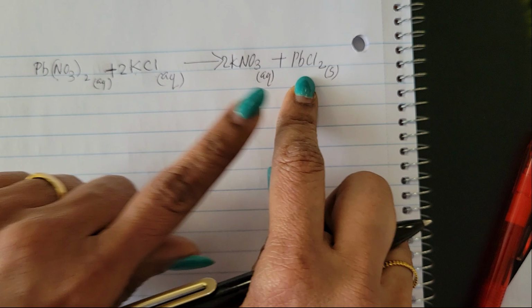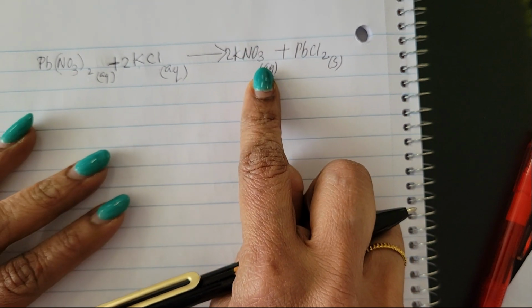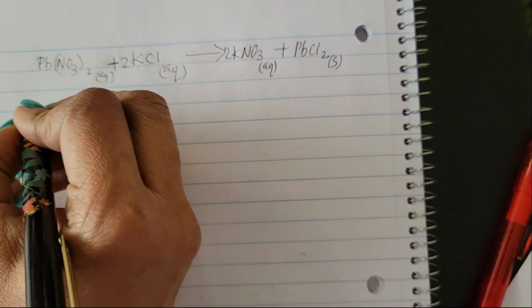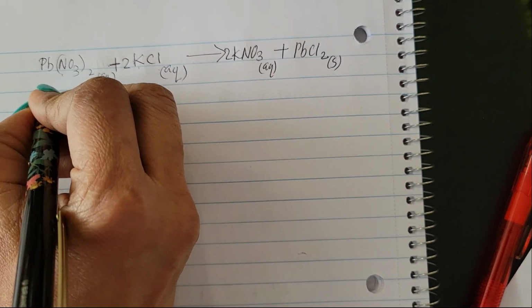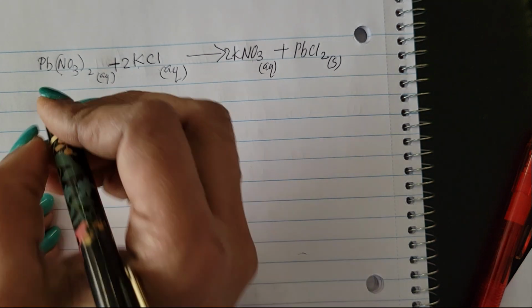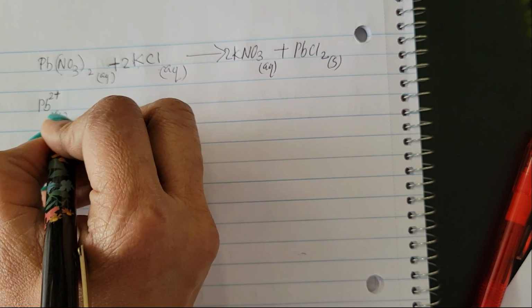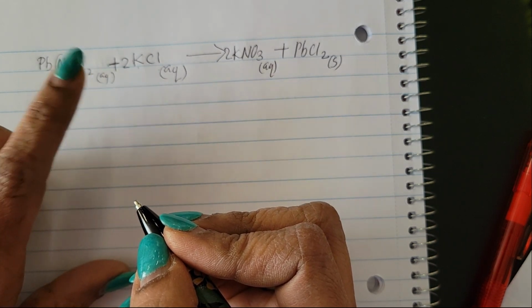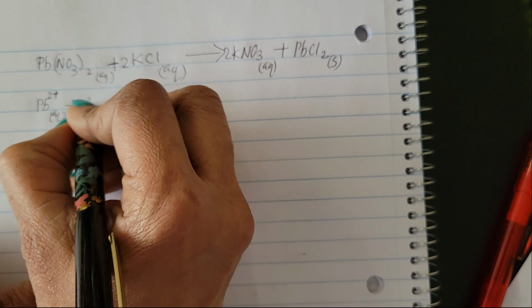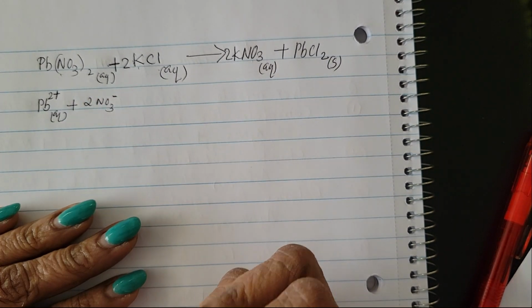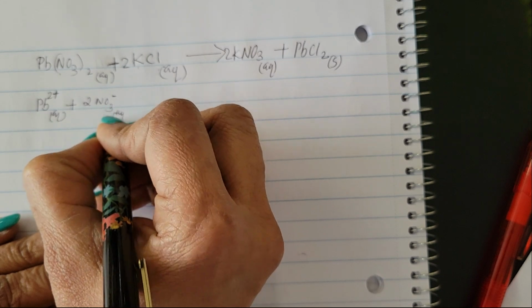All AQ need to split into ions because they are staying as ions. So I'm going to split this. Pb2, you already know that the charge of Pb is plus 2 because it is given to you. Pb2 AQ. And how many nitrate ions here? 2. So write 2 NO3 minus 1, and AQ.